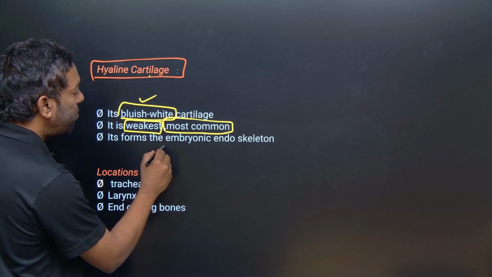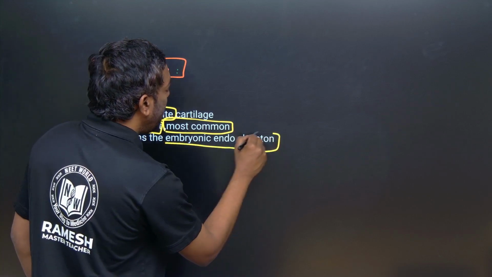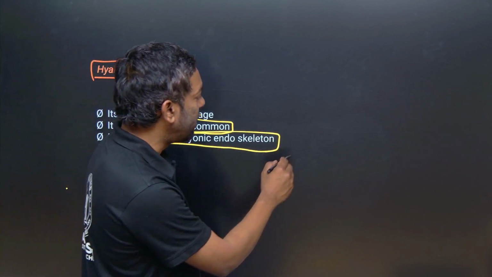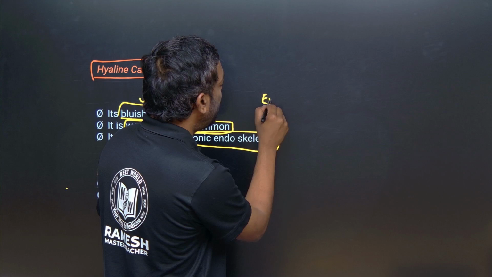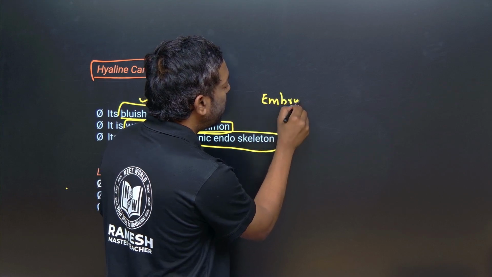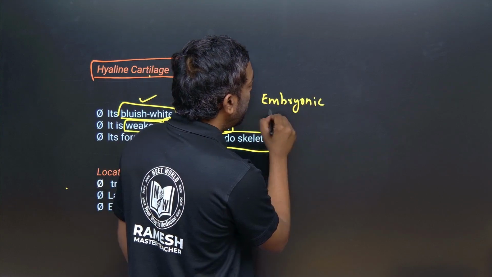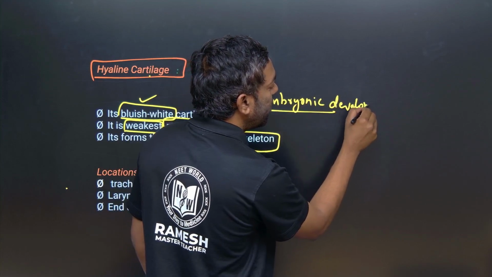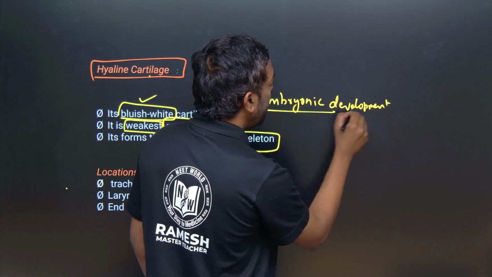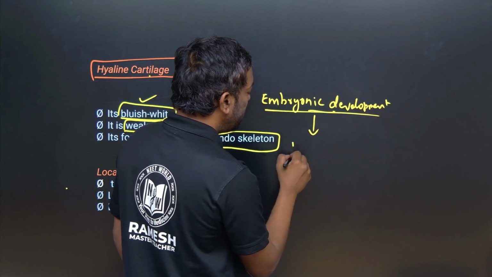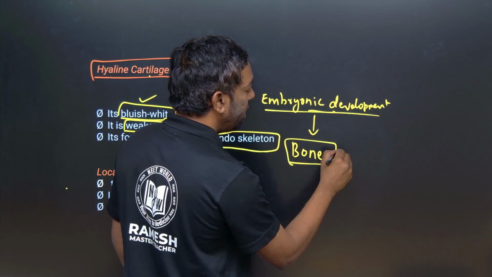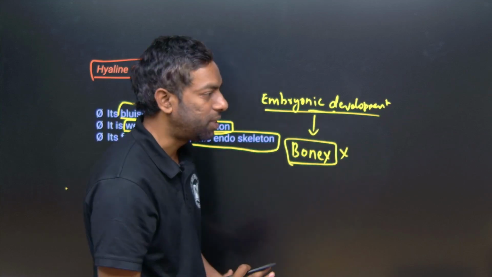It is from the embryonic endoskeleton. In embryonic development, initially there is no bone formation.